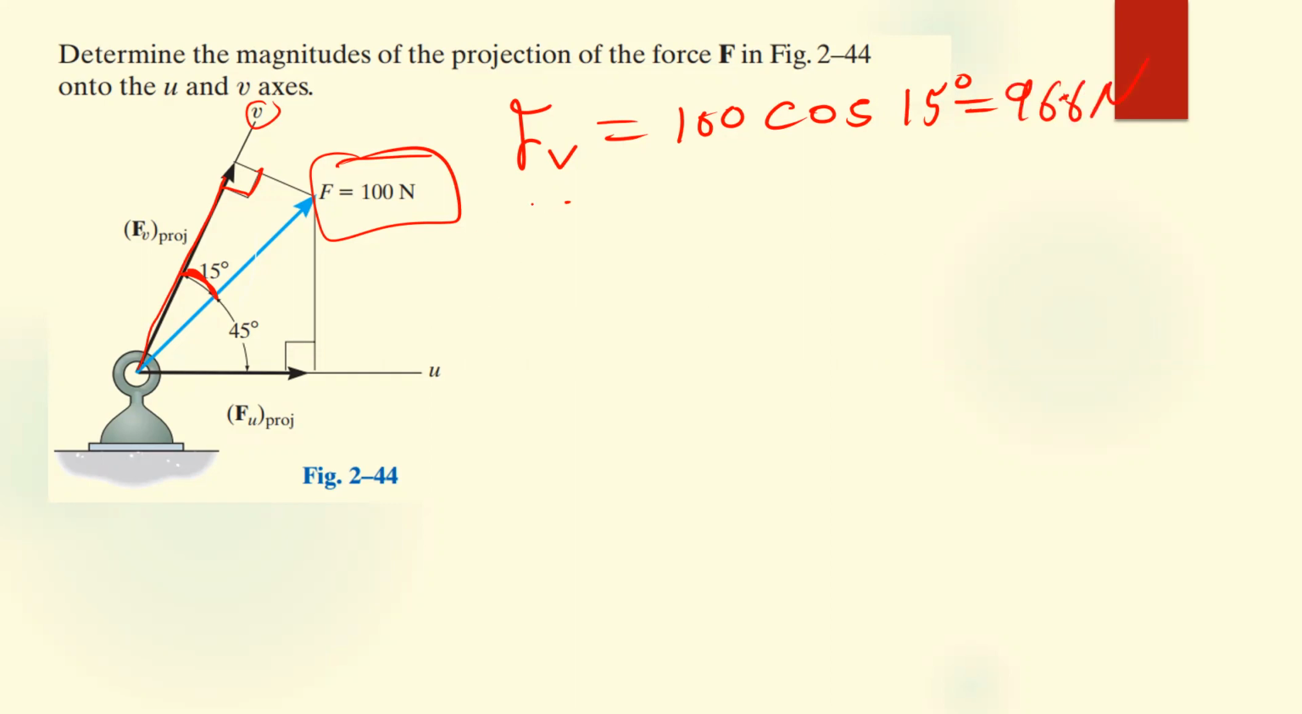And then the projection along the u-axis is going to be 100 cos 45 degrees. This is going to be 70.1.